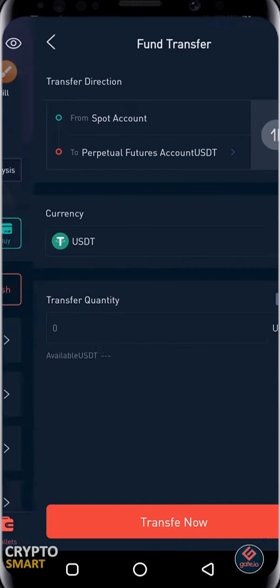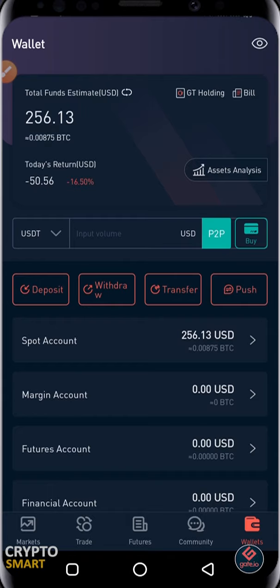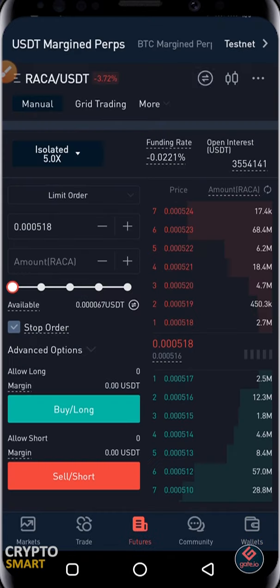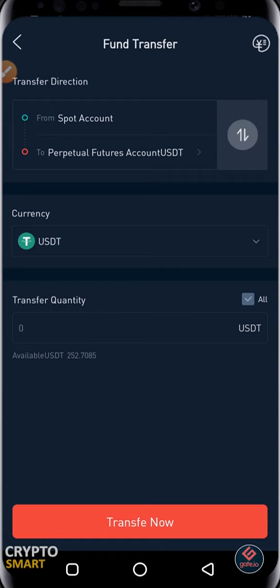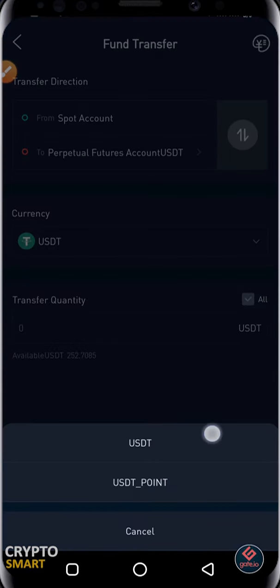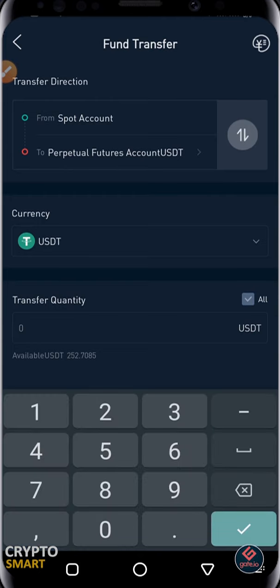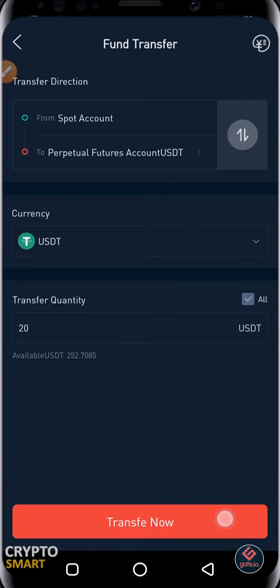When you click on transfer, it will still bring you back to the same place. So I click on this and it brings up transfer. I'm transferring from spot to perpetual futures. The currency I'm transferring is USDT. Now I define how much I want to transfer. I'm transferring 20 USDT out of what I have available. Then you hit transfer.